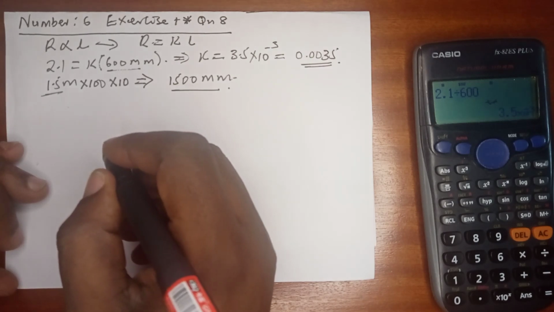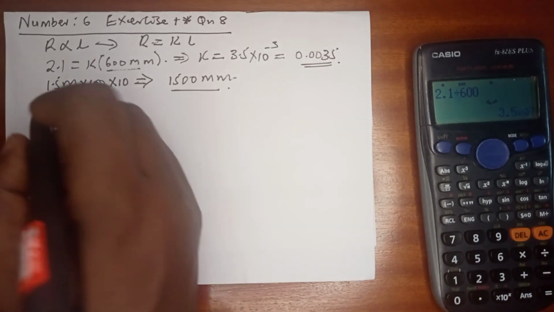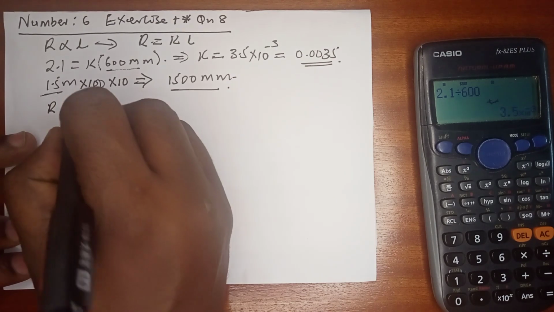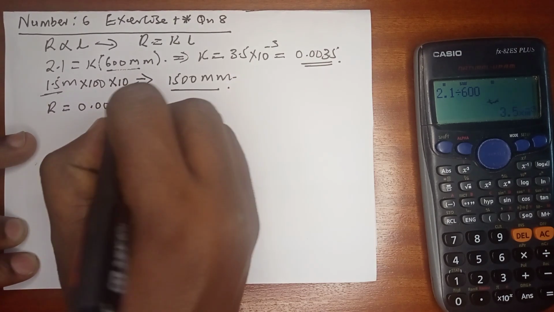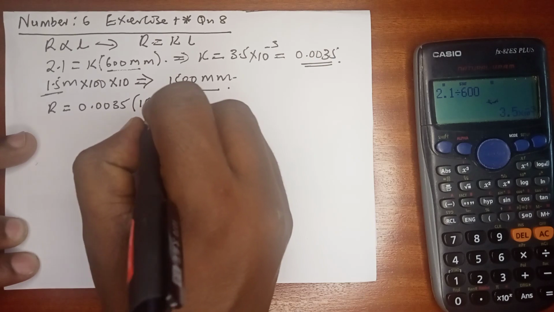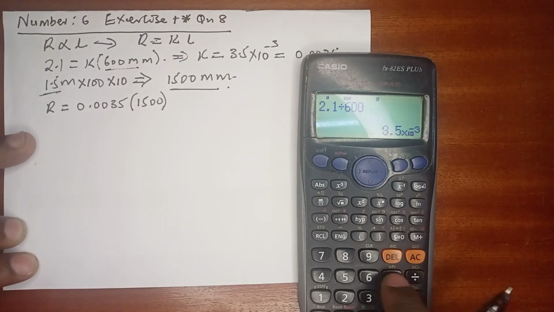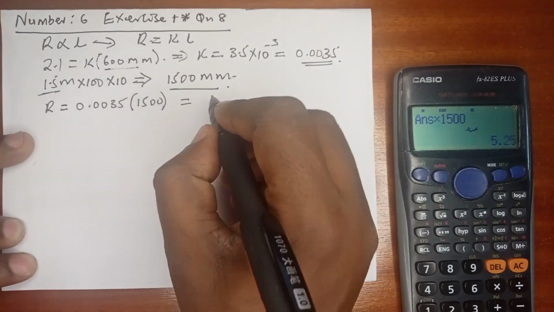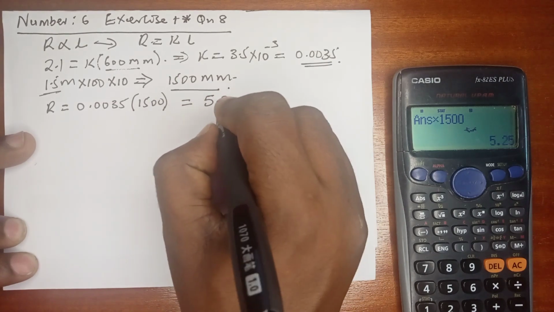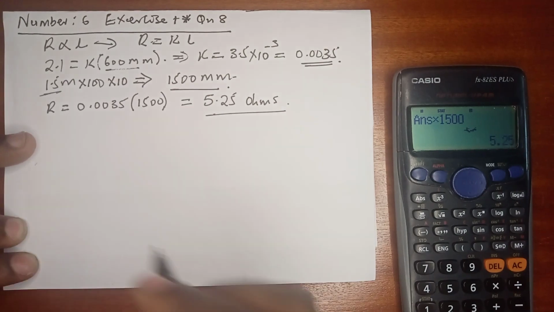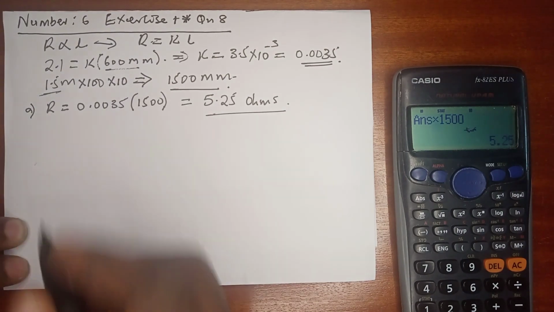So the question is, find the resistance of 1.5 meters length of a wire. So R is equal to K, which is 0.0035, multiplied by 1500, and we find the resistance is 5.25 ohms. That is part A of the question.